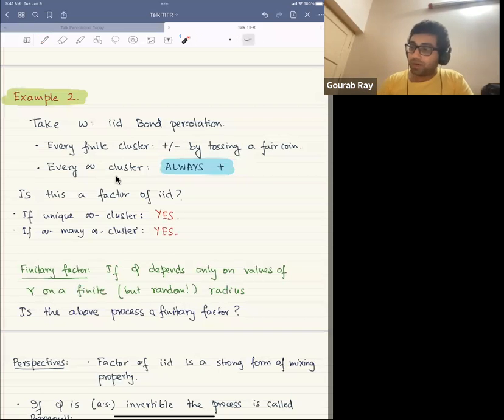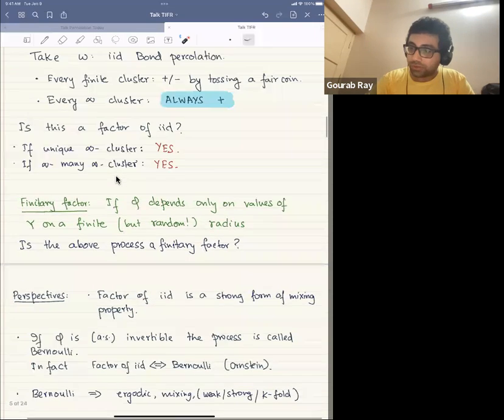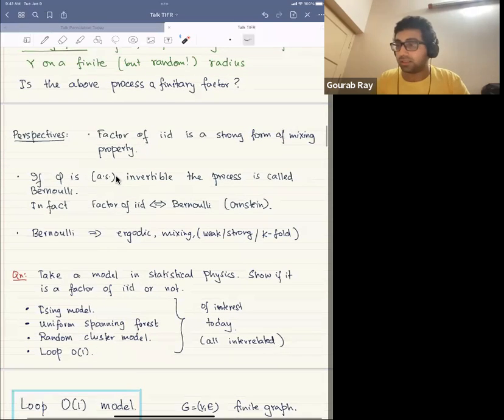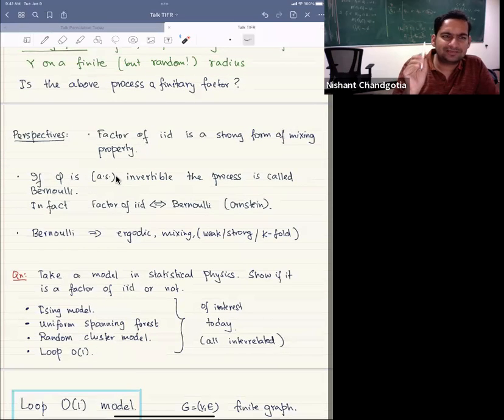So let me also mention in passing, there's another notion of finitary factor, which is not going to be very relevant for this talk. But let me still mention it, because I want to mention a few other results. When you have this factor function phi, and it only depends on a finite but random ball around the vertex, then we say that the process is a finitary factor. So it gives you an even better algorithm to construct your process. Okay. So why do we care about this factor of IID?